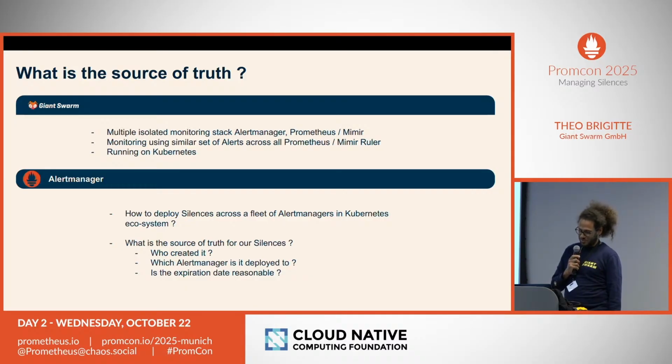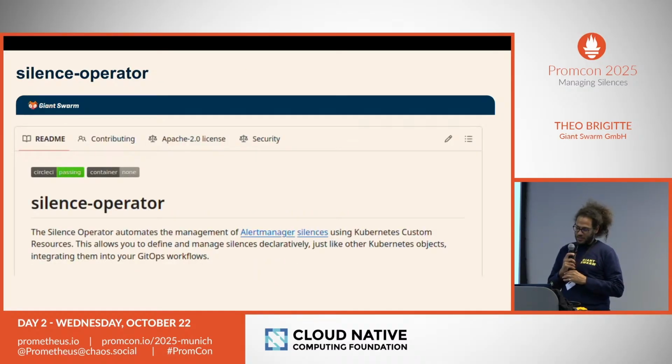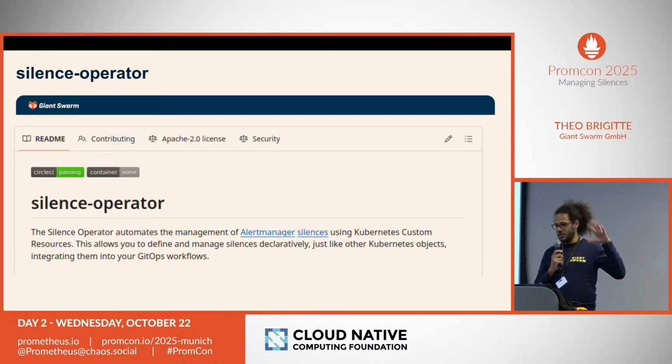So how do we solve this problem? Then we decided to store our silences in Git because, as Hervé mentioned before, we are heavily GitOps based. So we store our Prometheus rules in Git, and we also decided to store our silences in Git. But the problem came up as there is no way to define a silence. Like, what does a silence look like? And because we're part of the Kubernetes ecosystem, we decided to write this silence operator and define what a silence is in terms of a custom resource definition, which is basically a YAML file, right?